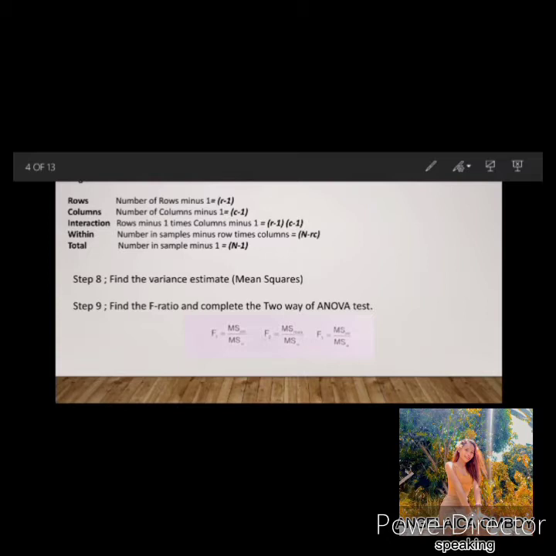Step 8. Find the variance estimate or mean squares. Step 9. Find the F ratio and complete the two-way ANOVA test. It shows here the formula of the F ratio.